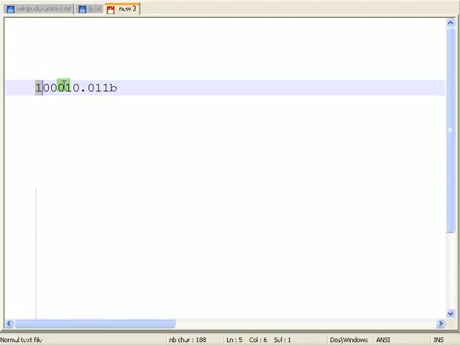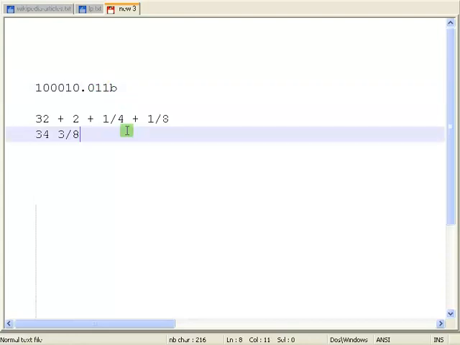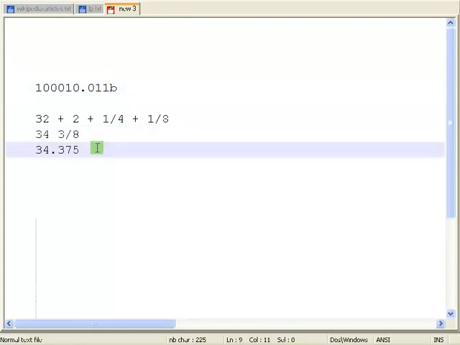So say left of the radix point, this position is worth 1, this is worth 2, 4, 8, 16, and 32, and so what we have left of the radix point is 2 plus 32. Similarly, right of the radix point, this position is worth 1 over 2, this position is worth 1 over 4, and then this last position is worth 1 over 8. So we have 1 over 4 plus 1 over 8. So we sum all this together and we get 34 and 3/8. Expressed in radix notation, that's 34.375.